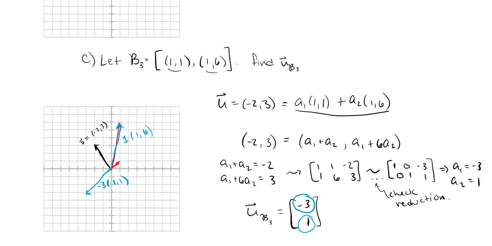And this looks like it's perfectly working out, right? If I add these graphically, from the tip of the negative 3 times the 1, 1 vector, I'd want to repeat 1 times the 1, 6 vector, the other blue vector. And from there, it would actually put me right here. Adding those two together graphically would give me the u vector. It's negative 3 times the first basis vector plus 1 times the second basis vector. That's why our coordinates are negative 3, 1 relative to the ordered basis B3.